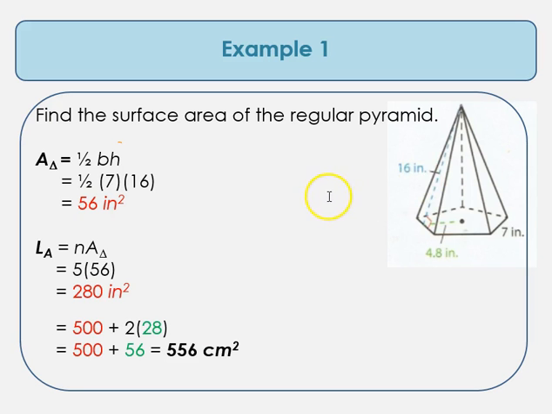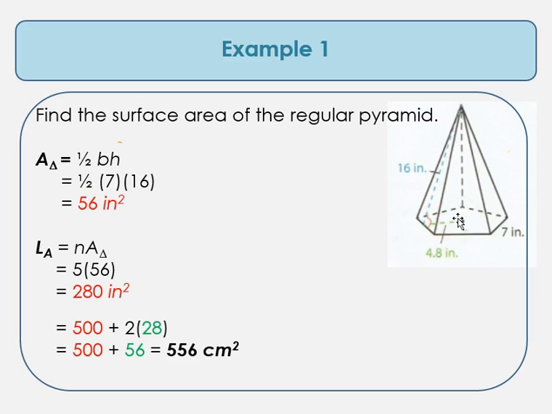So let's put that into practice. We are going to find the surface area of a regular pyramid. This is a pentagonal pyramid. We have a slant height of 16 inches. We have a side length of 7 inches. And we have an apothem length of 4.8 inches.